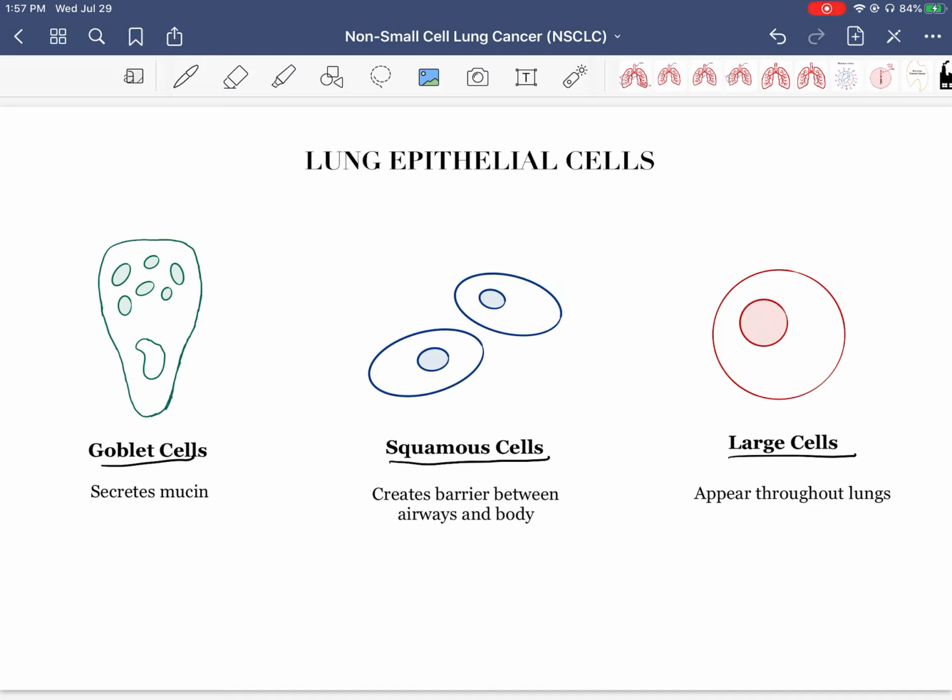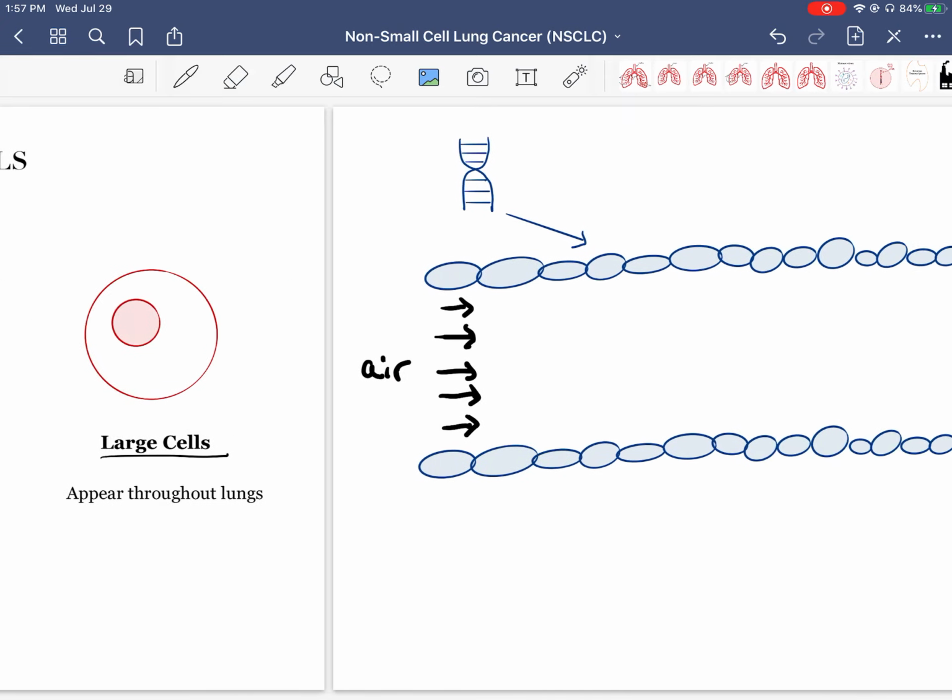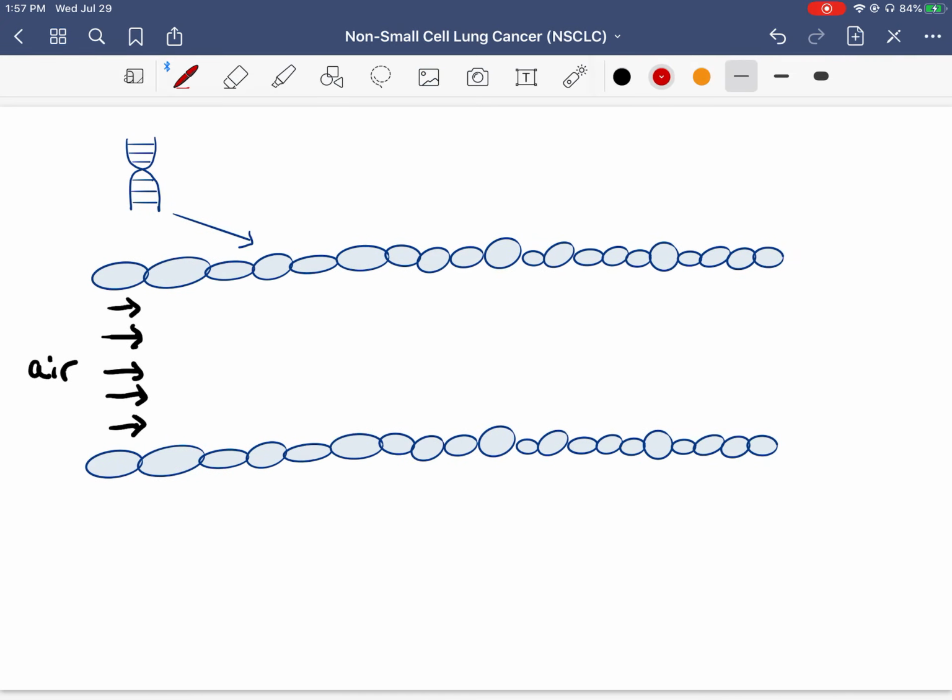Problems arise when environmental or genetic factors cause these epithelial cells in your lungs to mutate. A mutation essentially means that the DNA of the cell has been damaged and causes the cell to behave very abnormally. A mutated cell becomes cancerous when the cell starts to divide uncontrollably. As these mutated cells begin accumulating, they begin to form what is known as a small tumor mass.